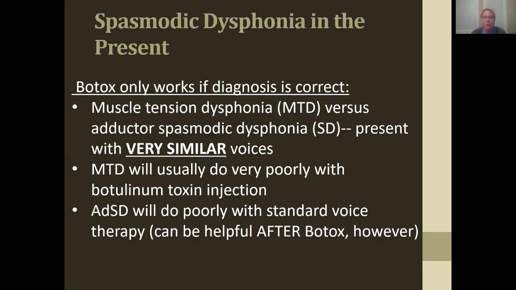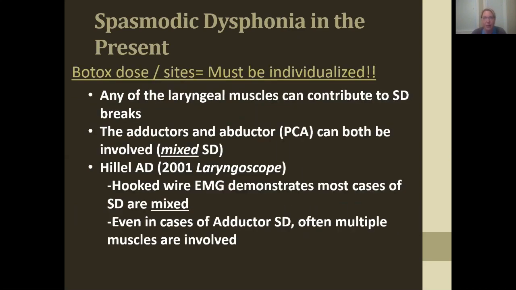And so muscle tension dysphonia does respond very, very well to voice therapy, whereas spasmodic dysphonia doesn't, because spasmodic dysphonia is a neurologic disease. So one of the problems with Botox is sometimes we're using it inappropriately if we are using it in patients who end up having muscle tension dysphonia. And of course, those patients won't get better. Although if they have pure adductor spasmodic dysphonia, then they tend to do extremely well.